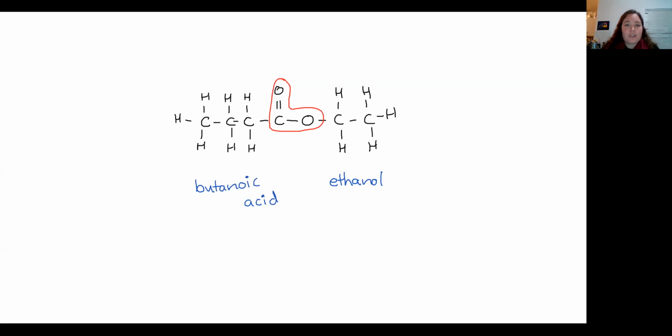Now, in order for you to understand where that came from, I find that the easiest thing to do is to draw a dividing line through my oxygen. Why through my oxygen? Because that allows me to clearly see how many carbons came from my alcohol, because my alcohol does not have the carbonyl group, the C double bond O, and then everything else on this side is going to come from my carboxylic acid.